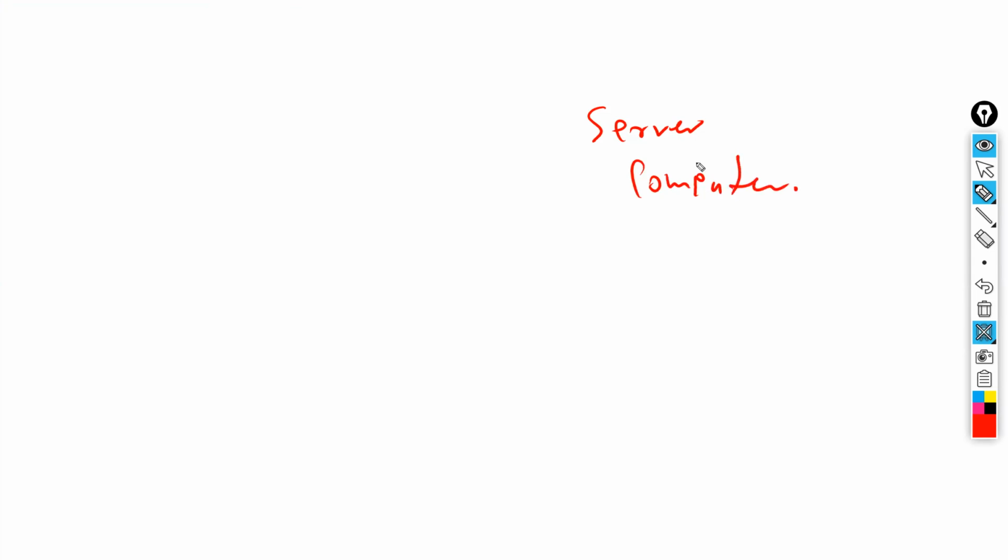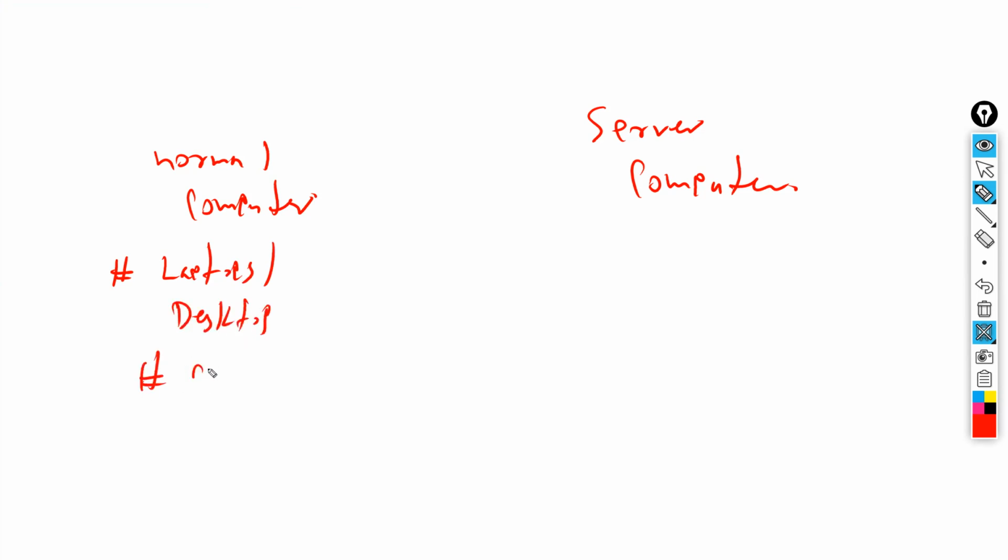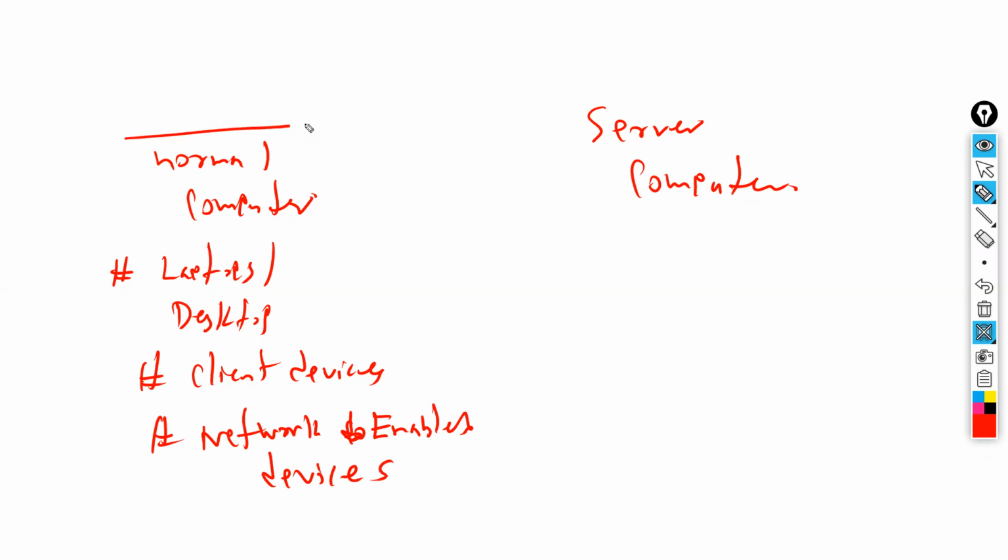The main computer, we have to distinguish from the normal computer. You should know the difference. Under normal computers come our laptops, our desktops, whatever client devices can enable the internet facility, or network enabled devices. Even mobile phones, especially smartphones, are network enabled devices and come under normal computer. Another name for this is client computer, or we can say user, or we can say node.